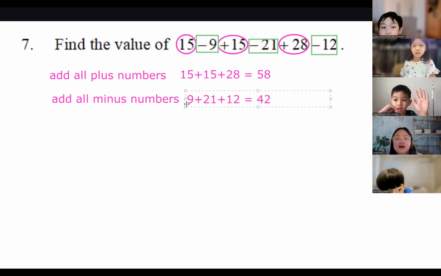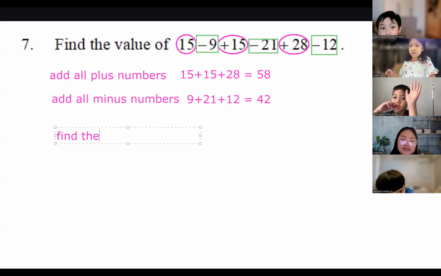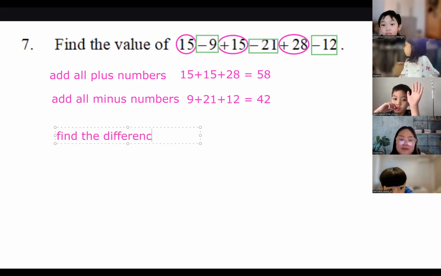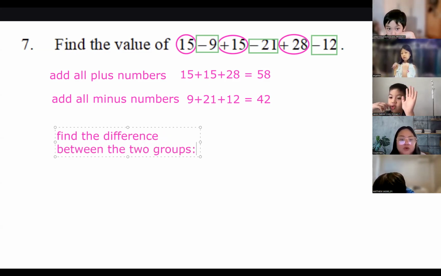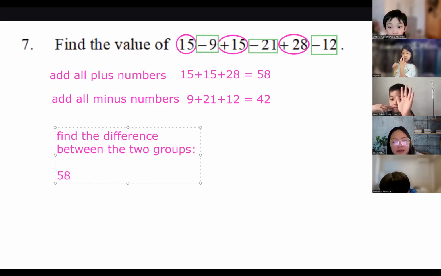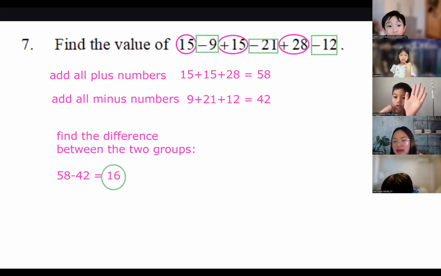That's correct? Okay, step 3, find the difference between the two groups. So you have 58 minus 42, and that is equal to 16. That's the answer. Okay, I see some raised hands.